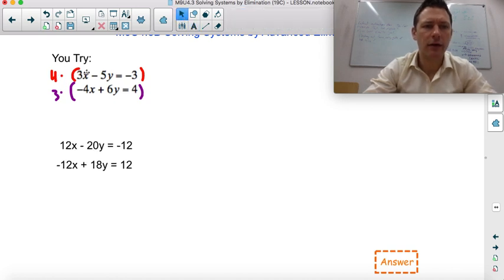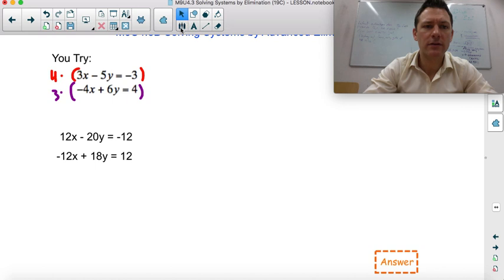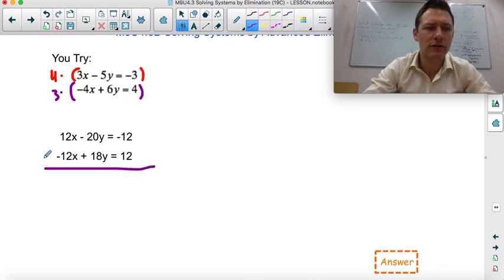So I just got 12x from here. 4 times negative 5 gives you negative 20. 4 times negative 3 gives you negative 12. 3 times 4 gives you the 12. The 18, the 12. Cool. What's nice about that is that these two have the same coefficients. They're opposite signs, so let's add them.